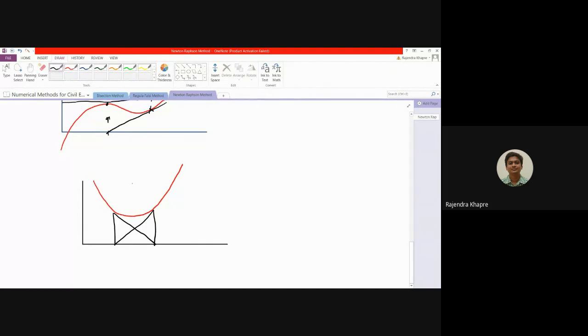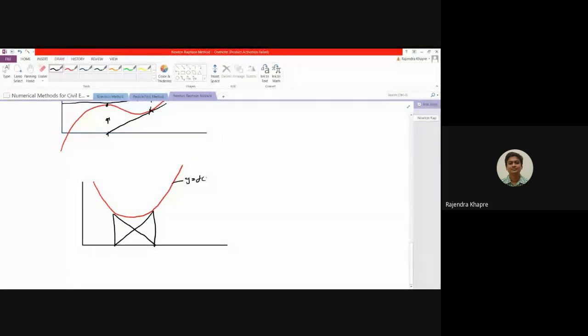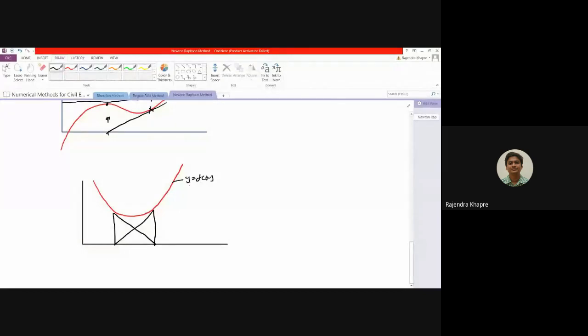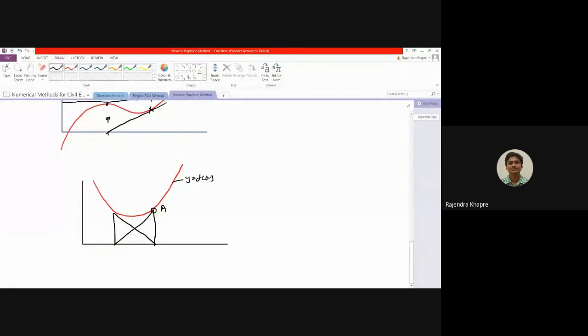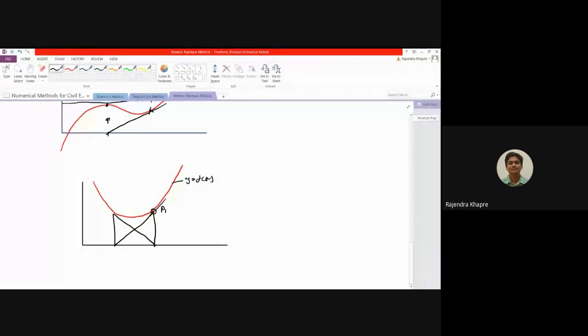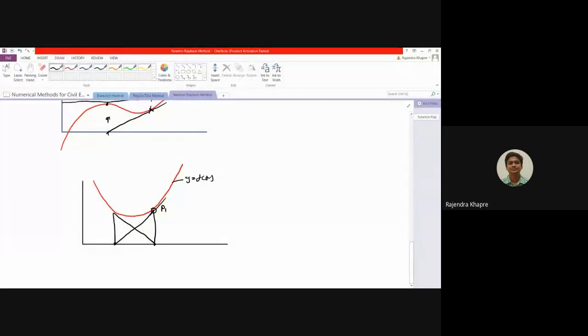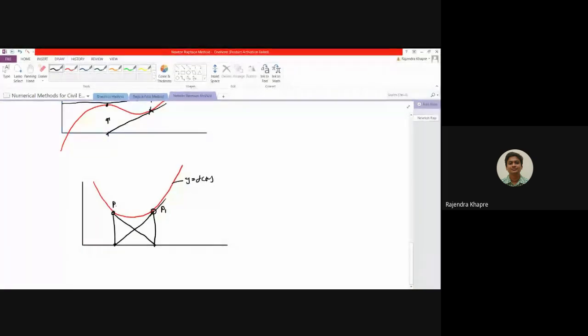So, for example, you have a curve which is y as a function of x. You have started with this point, for example. So this is your p1. What you have done, you have drawn a tangent like this. And this tangent is intersecting over here. Then you have got another point, let us say p2 over here.